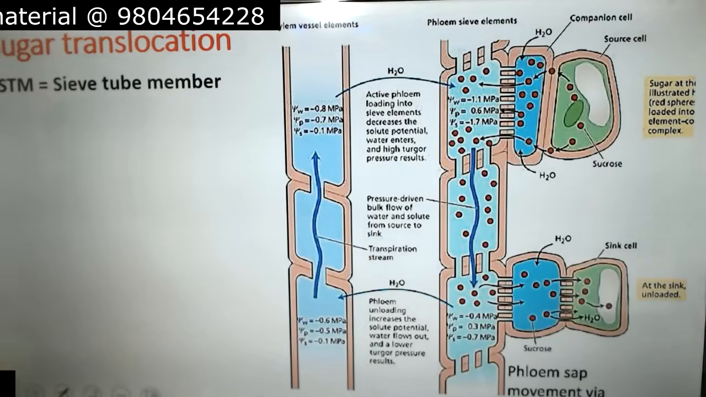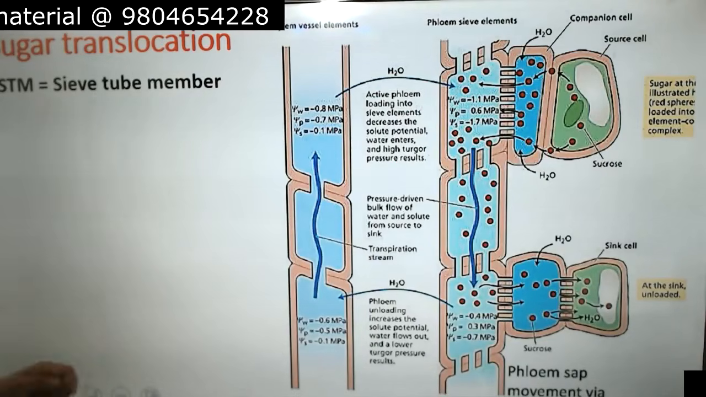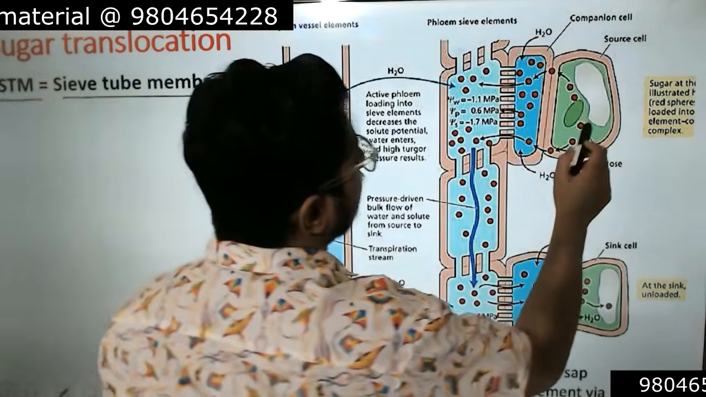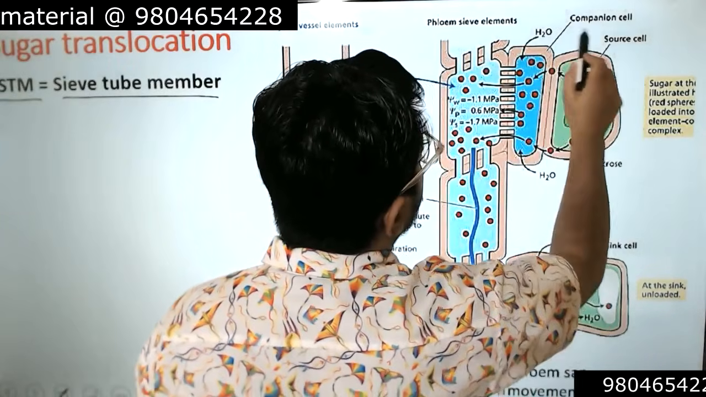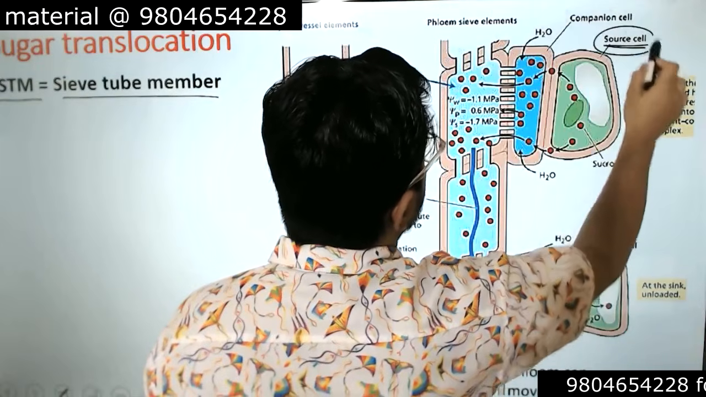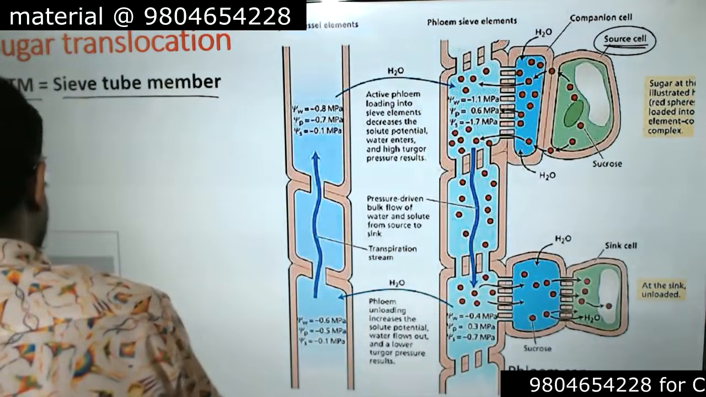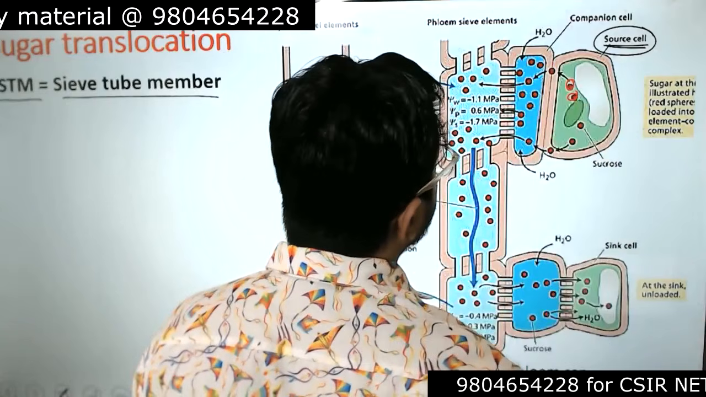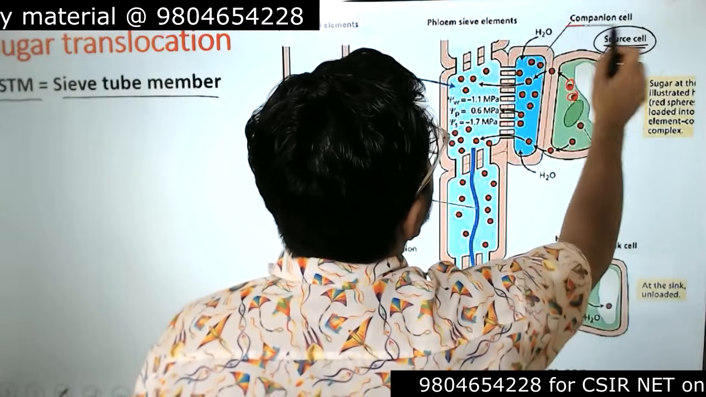Here the process is represented again. STM, short form, full form is sieve tube member, remember. So again same thing, here the sugar is being produced. This is the source cell, remember. Sugar is produced here. These red droplets are the sugar molecules. They are transferred to the companion cell.